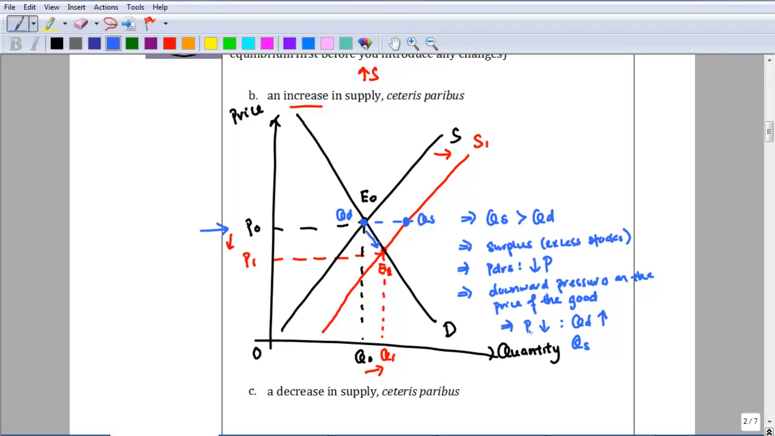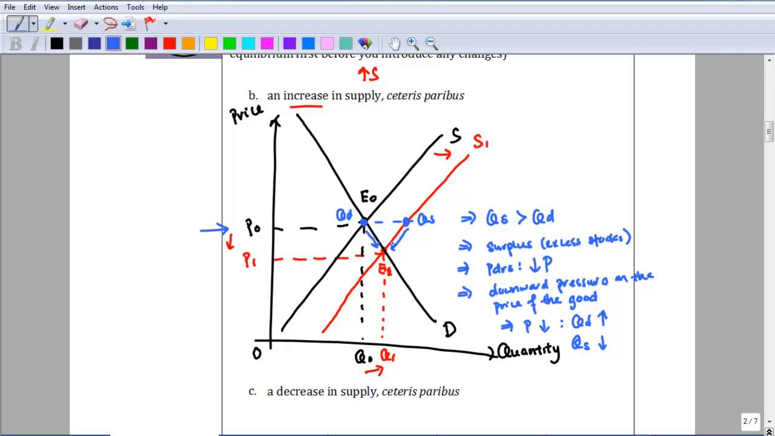And when price starts to fall, quantity supplied will fall. The law of supply tells us there is a direct relationship between the price and the quantity supplied of the good, and therefore, when price falls, quantity supplied will fall. And how do we show this on the diagram? When price falls from P0, quantity supplied will fall. So it's a movement downward along your new supply curve S1.